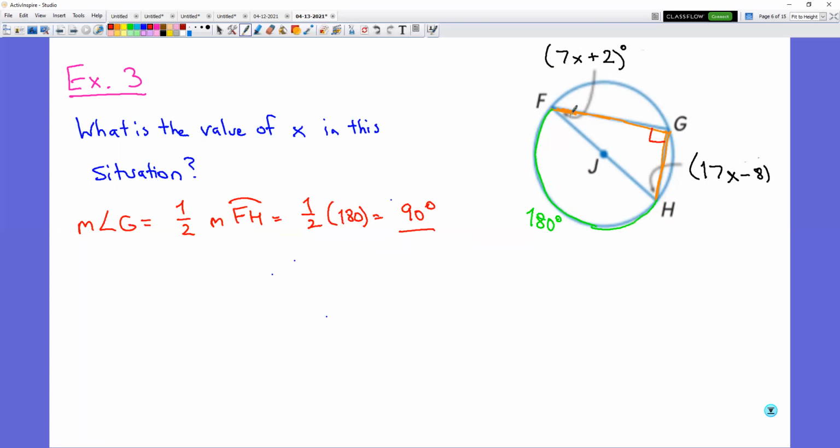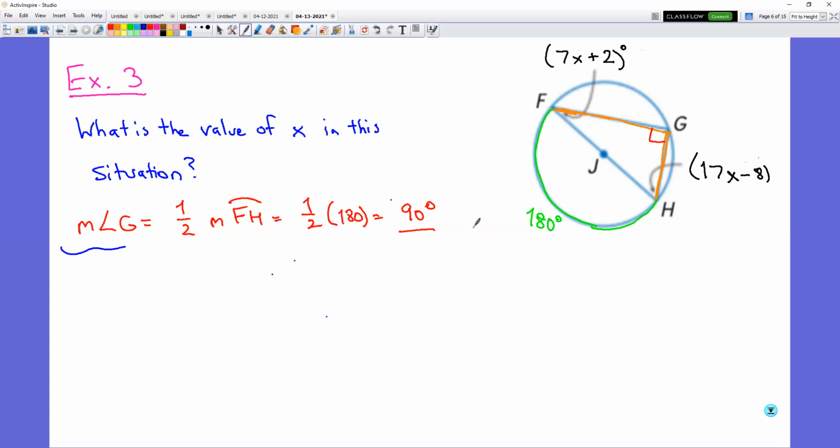And so these two angles here, angles F and H, are the acute angles of that right triangle. If you remember from dealing with triangles that we've dealt with so much in this class, these two angles here, 7x plus 2 and 17x minus 8, are going to add up to 90 degrees because they are the acute angles of a right triangle. So that's how we're going to find the value of x. Let's go ahead and do that at this time.